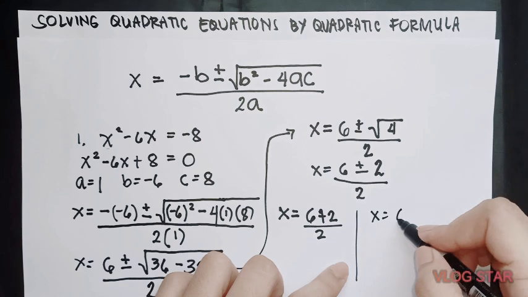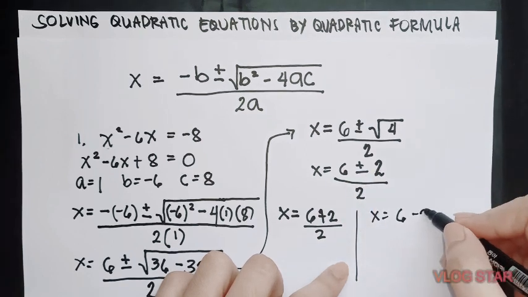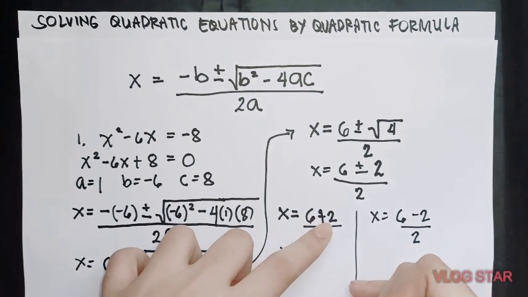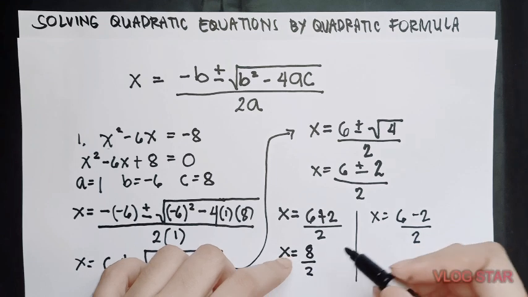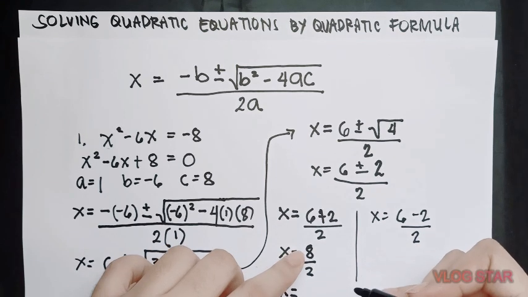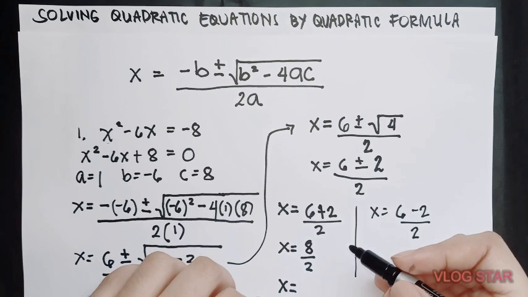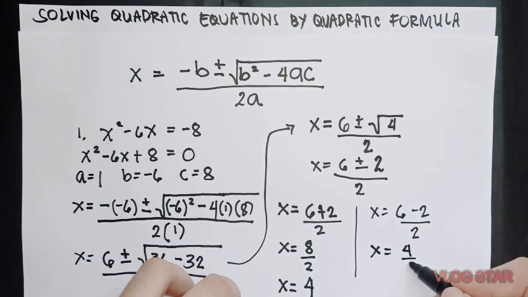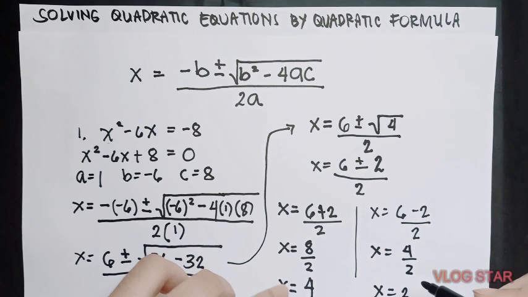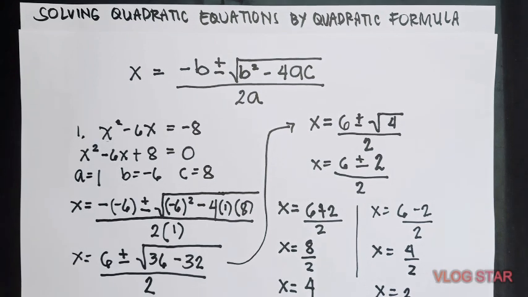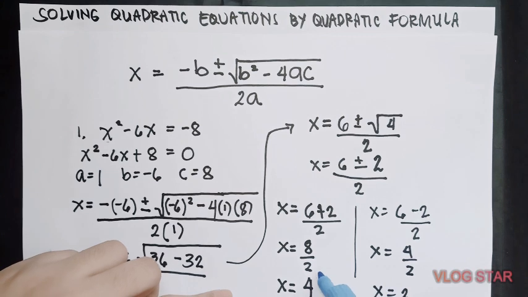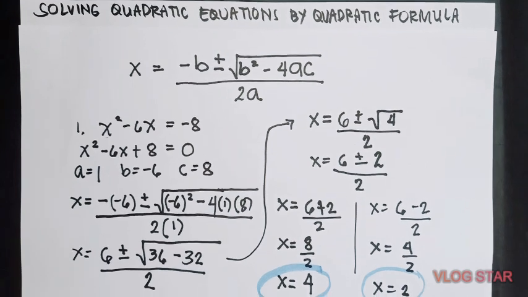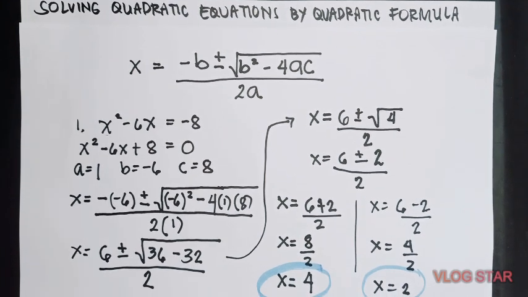So we have now x equals 6 minus 2 all over 2. Solve. We have x equals 6 plus 2, which is 8, over 2. Simplify, 8 divided by 2 is 4. And here we have x equals 6 minus 2, that is 4 divided by 2, and 4 divided by 2 is 2. Therefore, the values of x are 4 and 2. Let's have the checking.